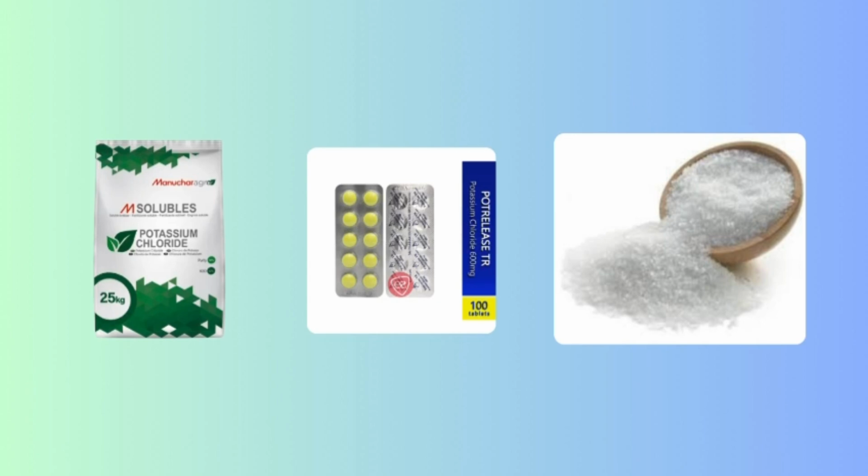These are the examples of potassium chloride applications in our daily lives. Firstly, it acts as a fertilizer, which is good for plant growth. Next, it is also used as a medicine. And lastly, it acts as a salt, where it can enhance food flavor.